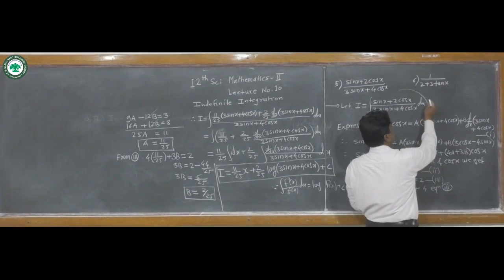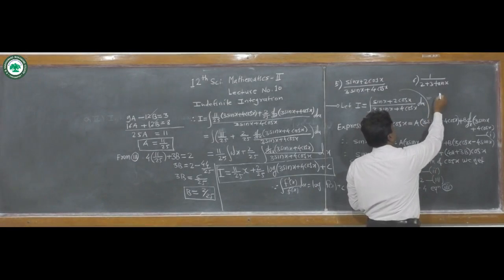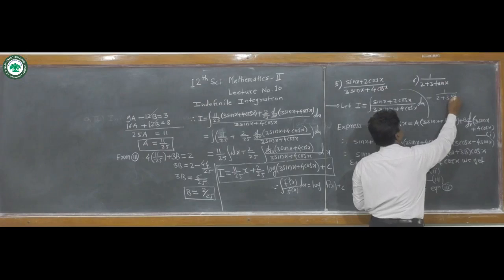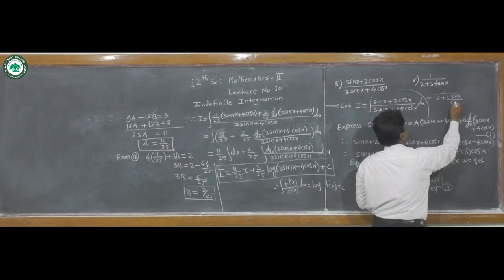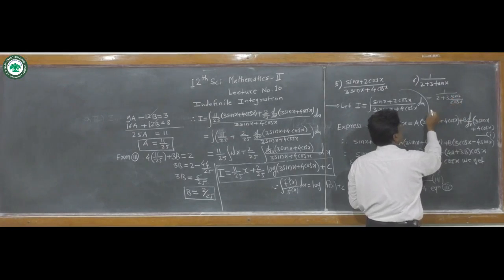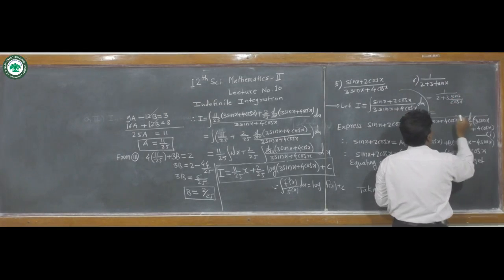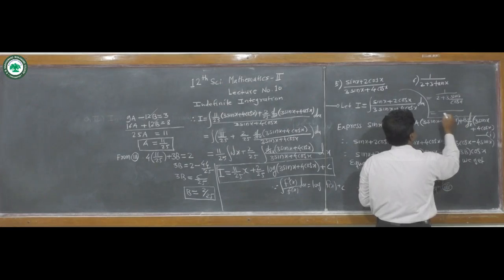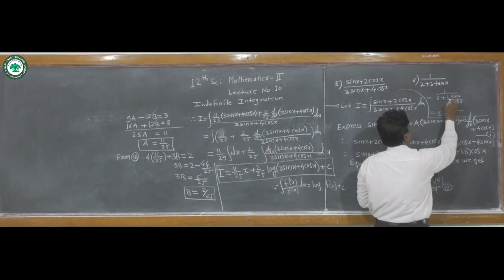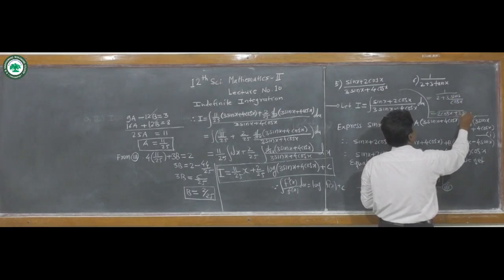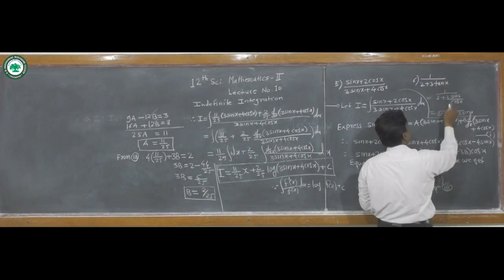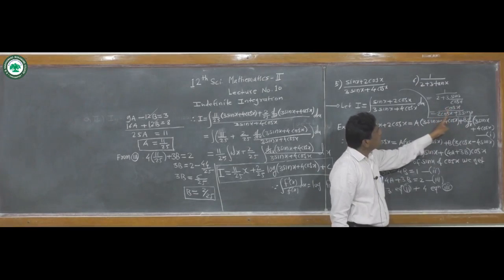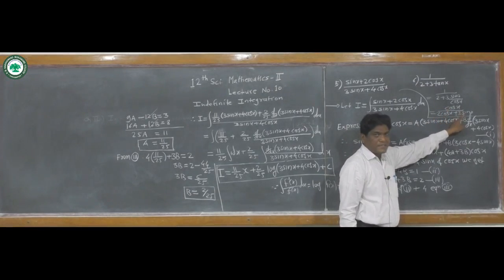For the sixth problem we write 1 upon 2 plus 3 tan x, with tan x as sin x upon cos x. And now take its addition. It is equal to cos x into 2, so 2 cos x plus this 3 sin x. And this cos x shifts to the numerator. So actually the problem is cos x upon 2 cos x plus 3 sin x.